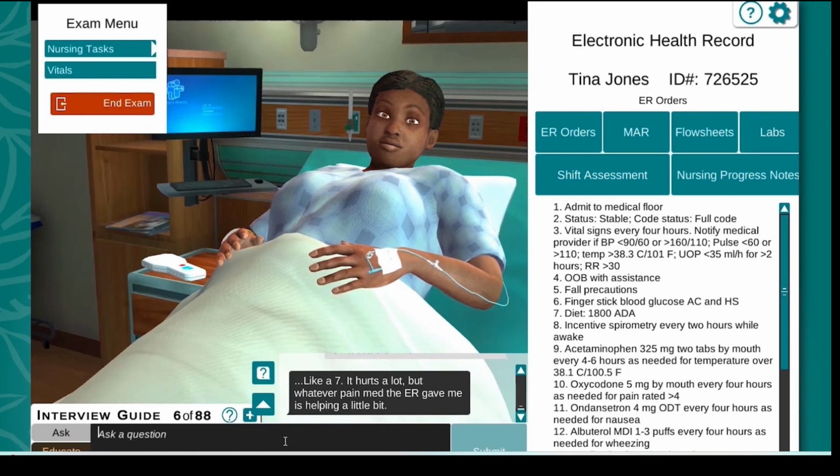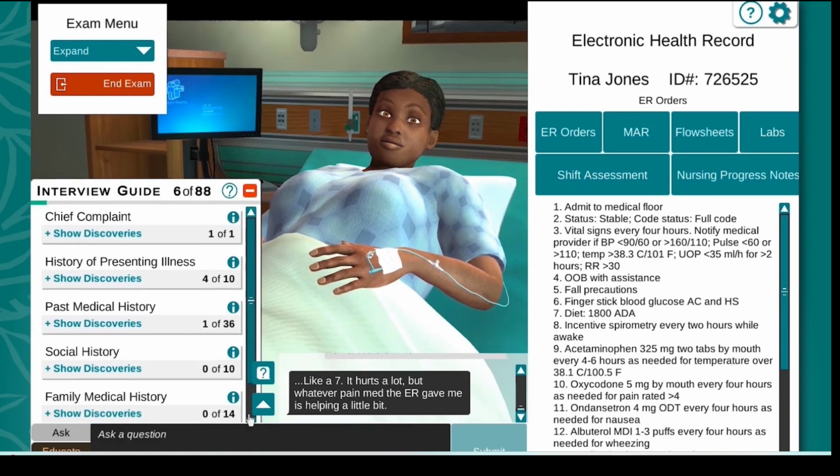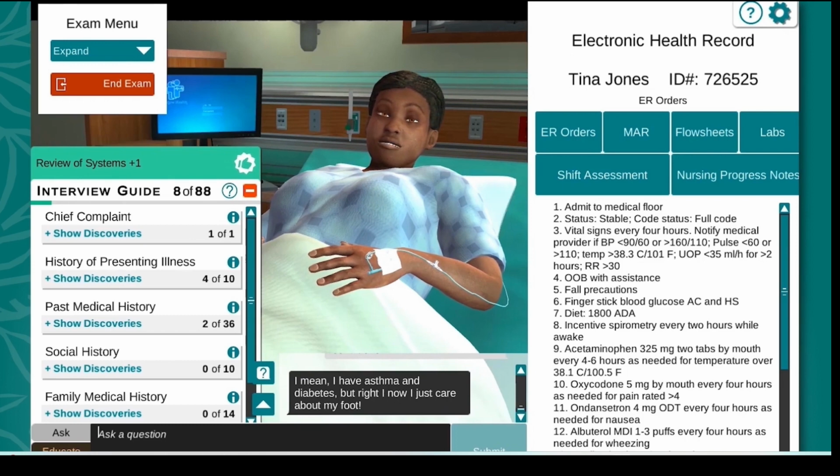At this point, I want to call your attention to our interview guide feature. The interview guide is an optional feature your instructor can choose to enable or disable. The interview guide, if enabled, will appear on the left-hand side of your screen and will provide you with real-time feedback on your interview progress. As we go through this section, watch how the number of findings discovered increases. Do you have any other medical conditions? I mean, I have asthma and diabetes, but right now I just care about my foot.